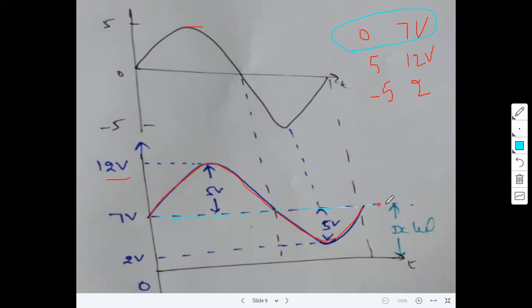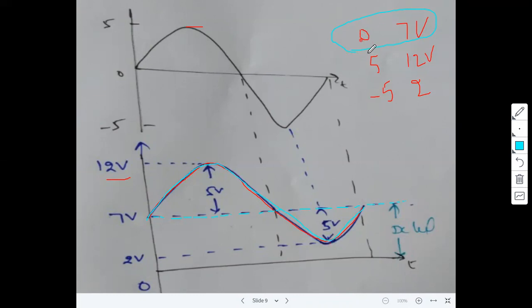Draw one DC line. Why? Because this much DC voltage is inserted in the output waveform. How much? 7 volts. Now, on this 7 volts, draw the signal, your input signal: 5 volt peak, 5 volt peak-to-peak. Like that we have to draw the output waveform, right?